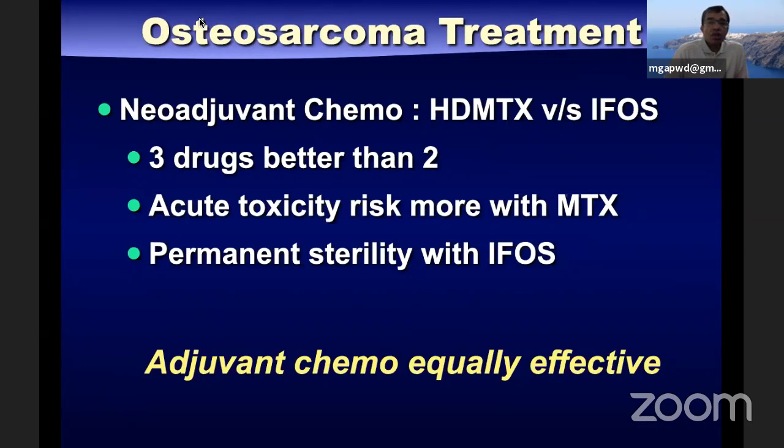So to sum up, what are the principles of chemotherapy? Three drugs are better than two. You can use methotrexate, or you can use ifosfamide as one of the drugs. The adriamycin and cisplatin are common between various protocols. The difference between these two protocols is that the acute toxicity is more with methotrexate, and permanent sterility is more of a problem with ifosfamide.